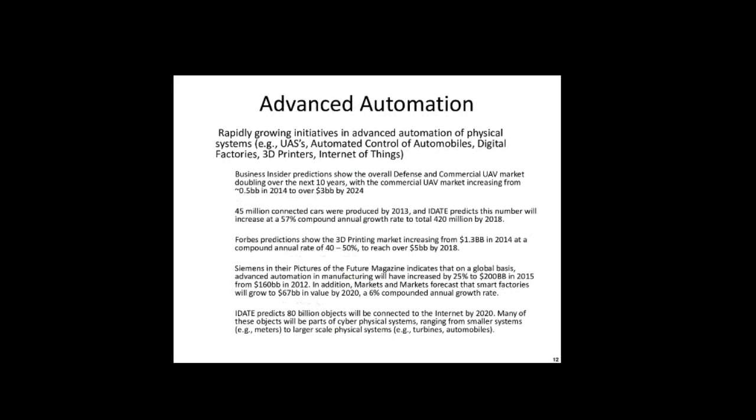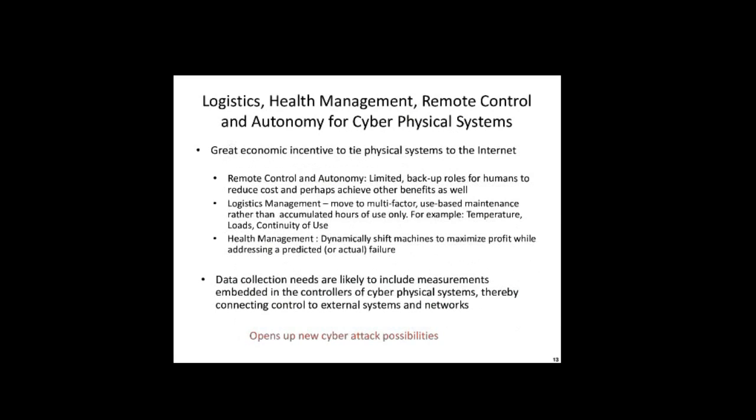And while we yak about it, I'm not going to run through this list, but a huge amount of money is being spent today in our country and in the world on advanced automation for physical systems. Cars, unmanned air systems, digital factories, 3D printers, Internet of Things, and all of these are subject to potential cyber attacks. And, go to the next slide, many of the concepts for why these are being invested in relate to economy. Not many, they're primarily related to economy.